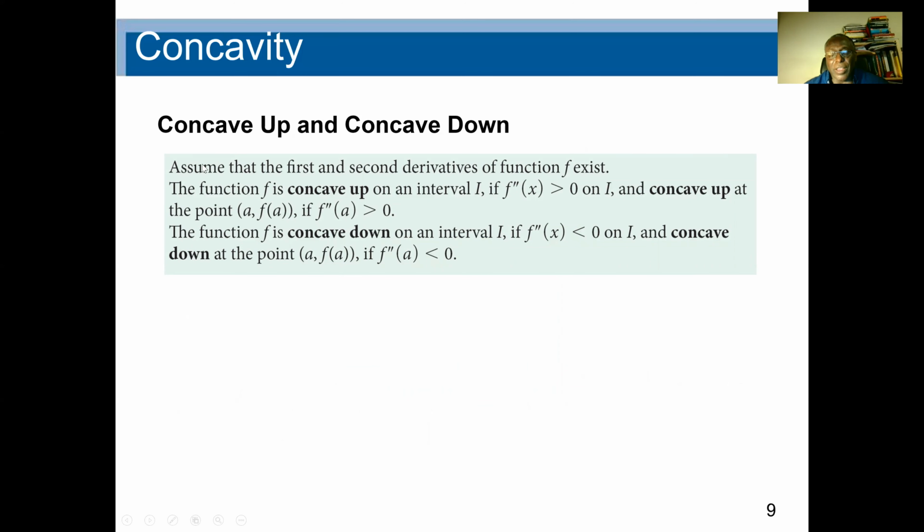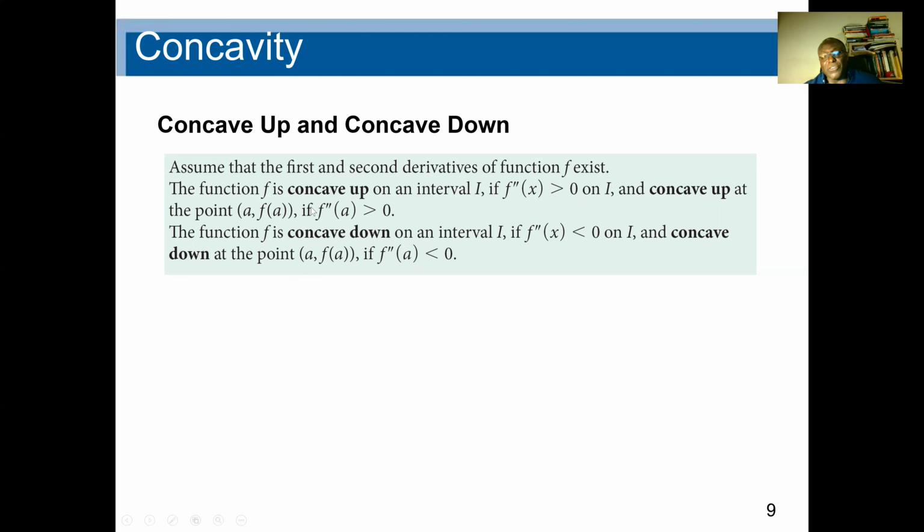So this is, in summary, what we have done so far. What is concave up and concave down? Here we say, assuming that the first and second derivative of a function f exist, and there's an interval, let's say a and b. We say the function f is concave up on an interval if the second derivative of the function is greater than 0. Now we can see a little bit of similarity with increasing. In increasing, we can say that the interval of that function is increasing if the first derivative of f at x is greater than 0.